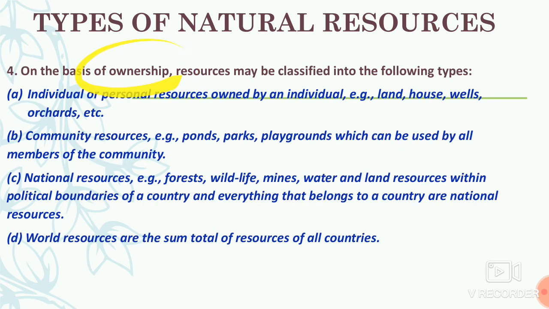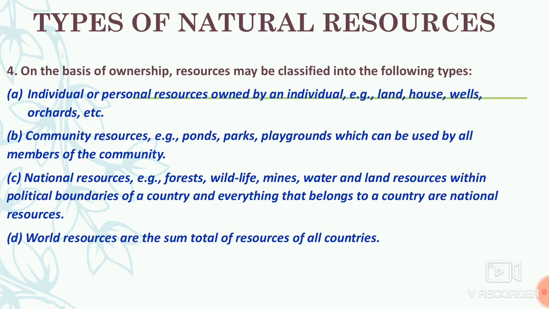On the basis of ownership: individual resources are those owned by an individual, what you have of your own, such as land, house, well, orchards. Community resources are those owned by the members of the community, like ponds, playgrounds, parks, etc. The members of the community can use them, nobody else.